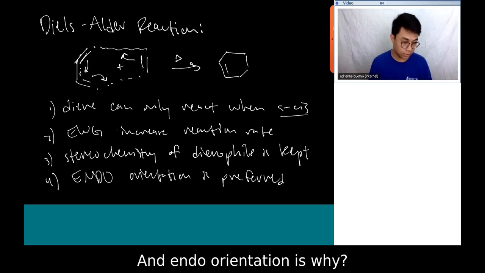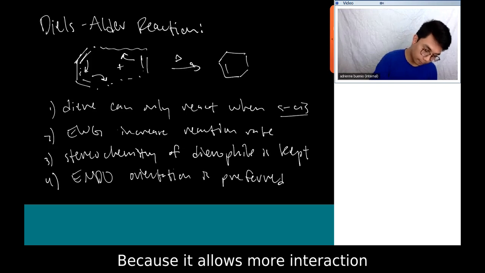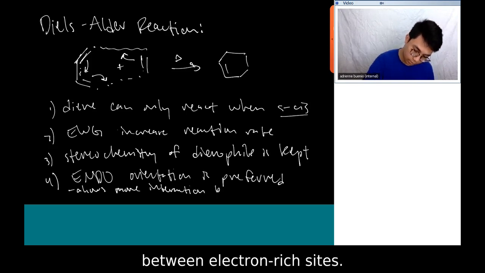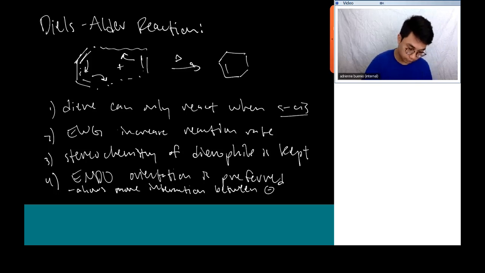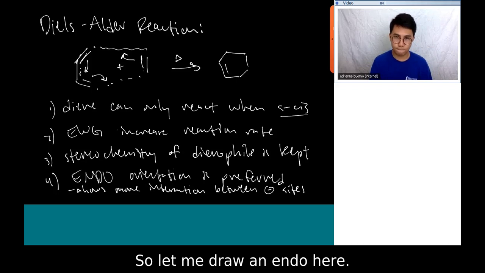And why is endo orientation preferred? Because it allows more interaction between electron-rich sites. So let me draw an endo here. Let's see.